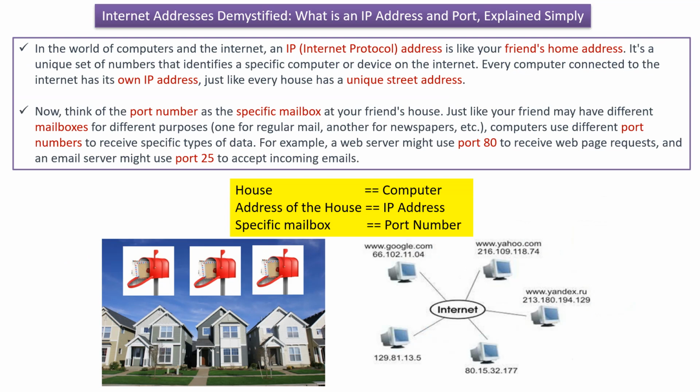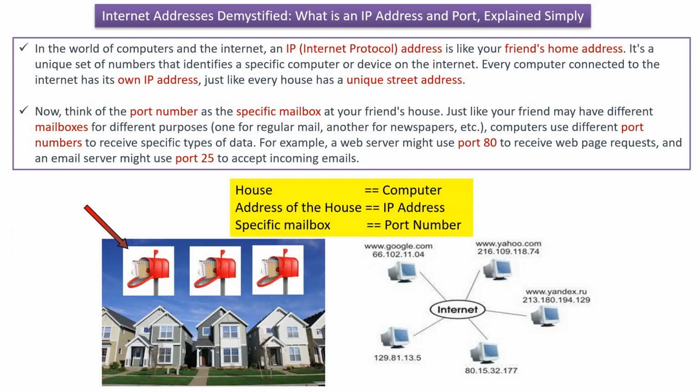In the world of computers and the internet, an IP address is like your friend's home address. An IP address is a unique set of numbers that identifies a specific computer or device on the internet. Every computer which is connected to the internet has its own IP address, just like every house has a unique street address. Now think of a port number as a specific mailbox at your friend's house.